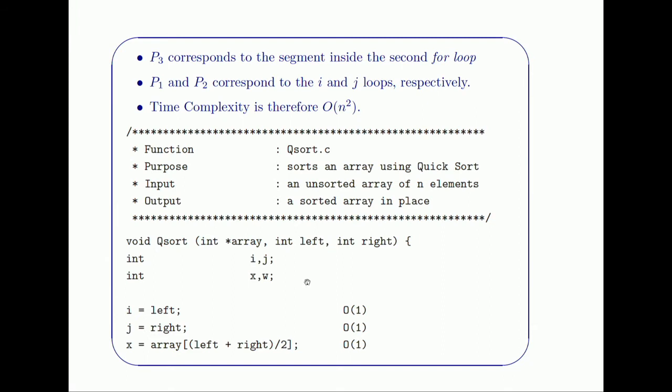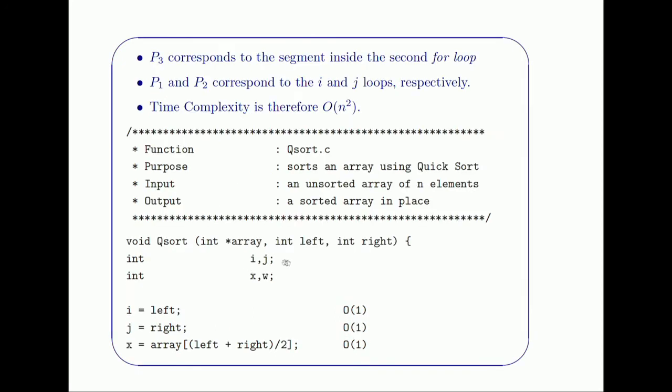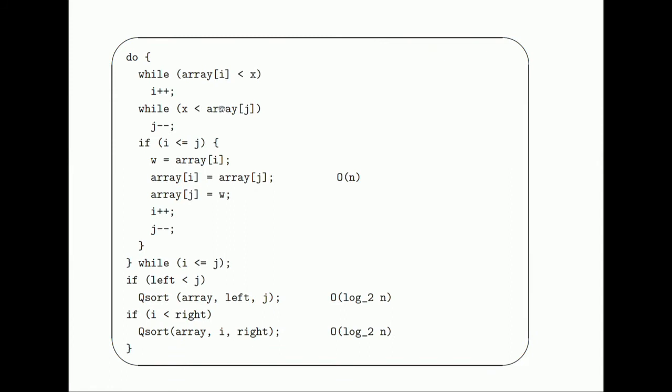And that is exactly what is being done every time over here. So what we are doing is, if left is less than j, so basically we have 2 parts here, left and right of the array are passed as arguments to the quick sort algorithm. i is assigned to left, j is assigned to right. We are choosing the pivot element as the middle element here, this need not necessarily be so. Then what are we doing? While array i is less than x, I am incrementing i. Then while x is less than array j, I am decrementing j.